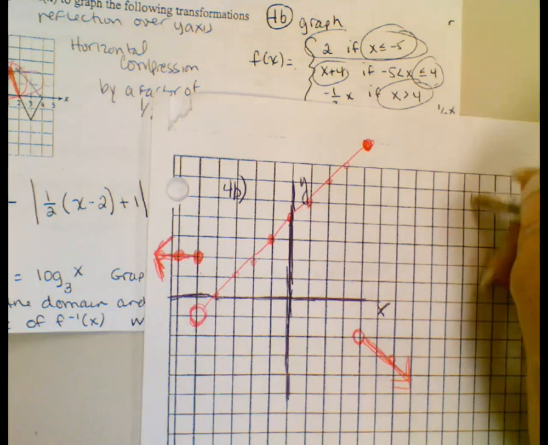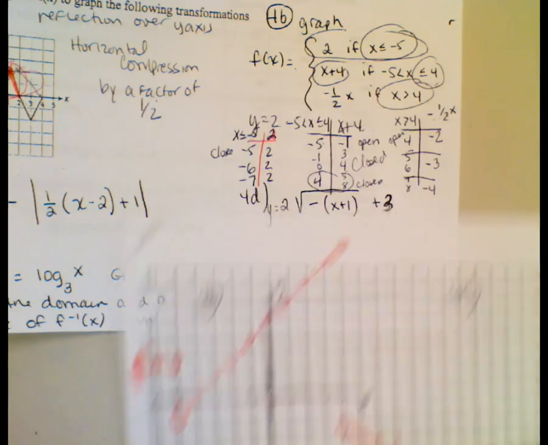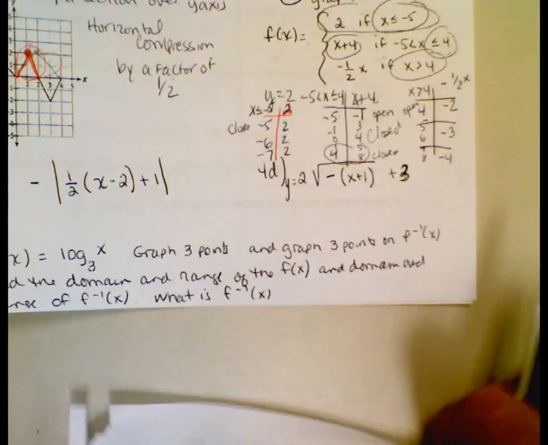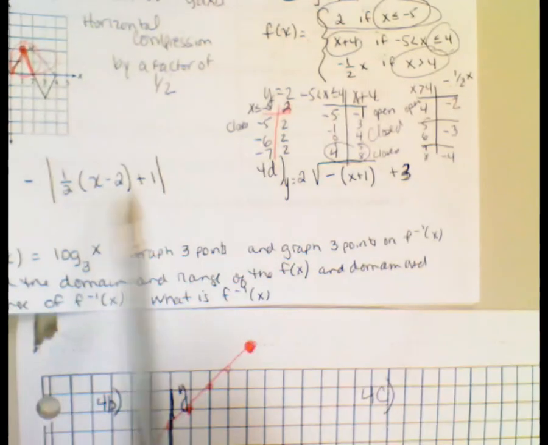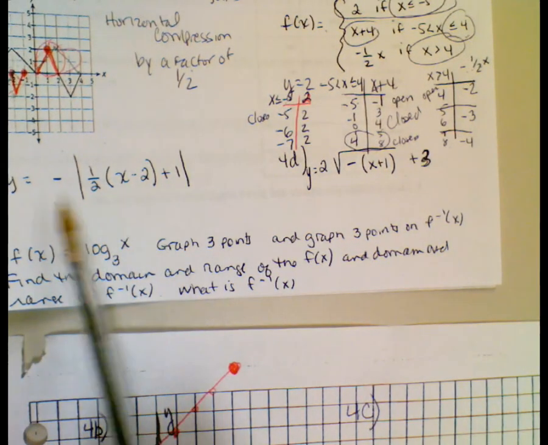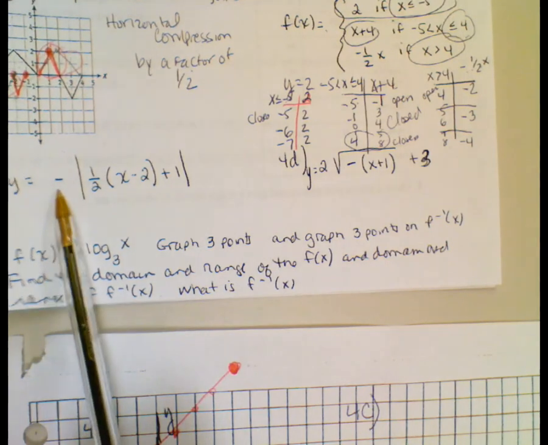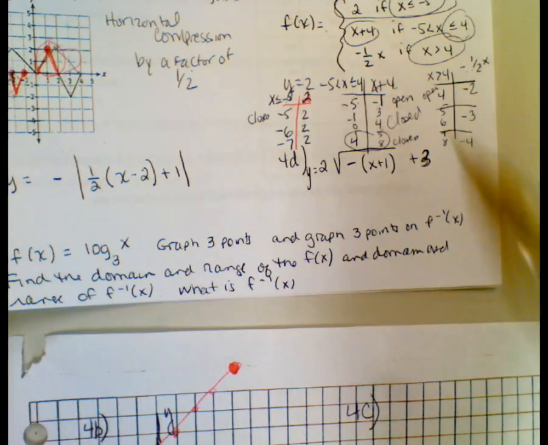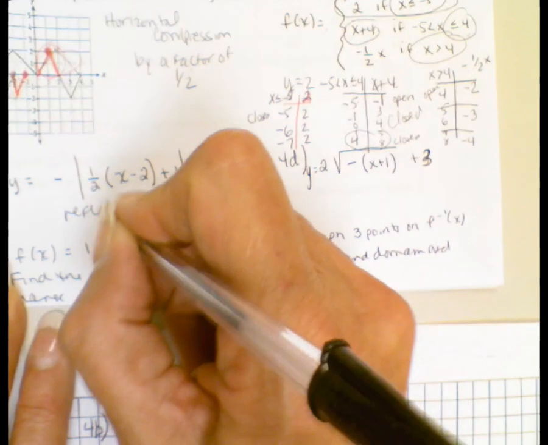4c. 4c says to graph this. First of all, you have to know that it's an absolute value. Absolute value means that it is a v. The negative outside tells you that's a reflection of v. Okay, it reflects over the x-axis. So it's upside down v. So where it would have looked like this, now it's going to look like that. Okay, so we know it's going to look like this now.